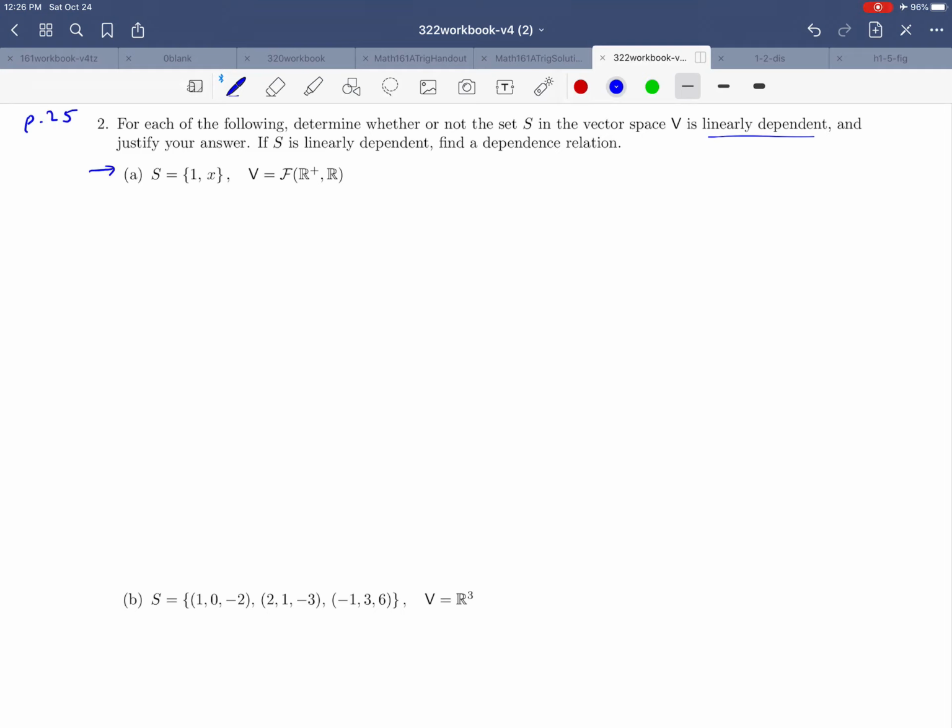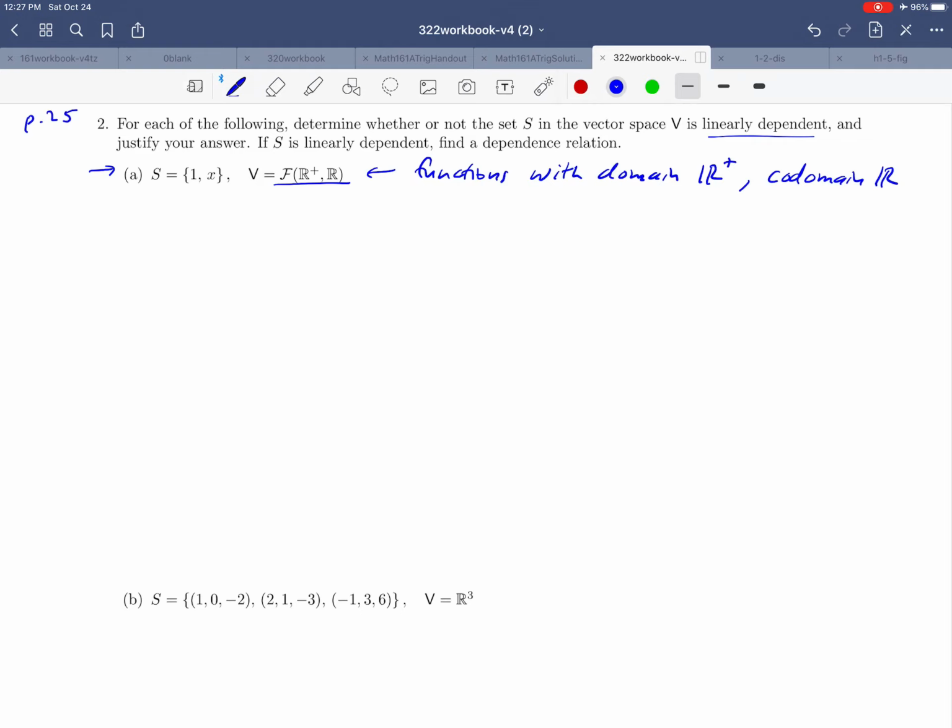So it gives us a set S equals {1, x}, and the vector space looks like this. Now, I don't know that we've talked about this notation in a while. So recall what that means. This is a set of functions. This notation means functions with domain R+, which is the positive real numbers, and codomain R. So it's kind of an interesting question because it's asking us whether or not two functions are linearly independent.